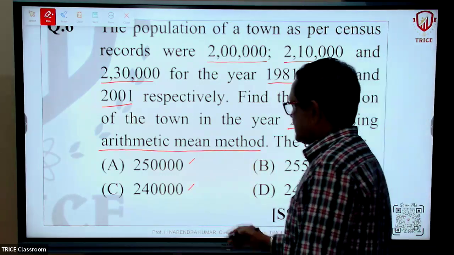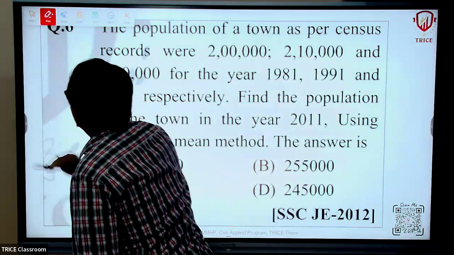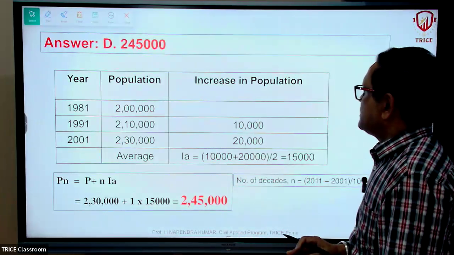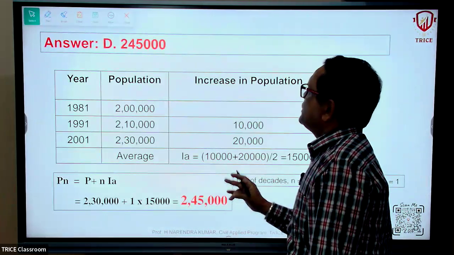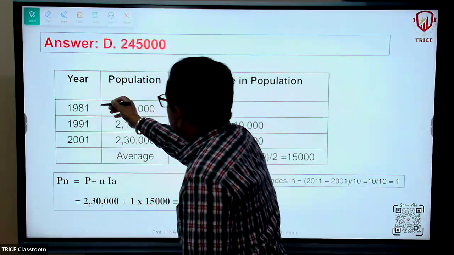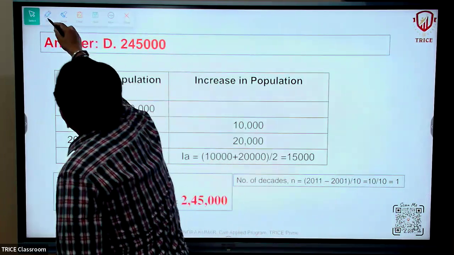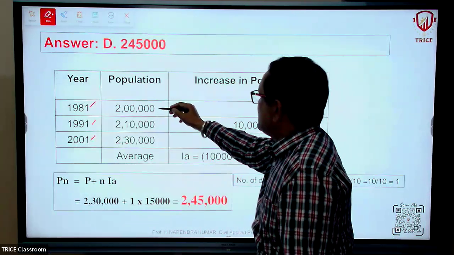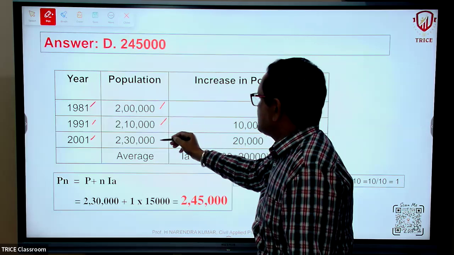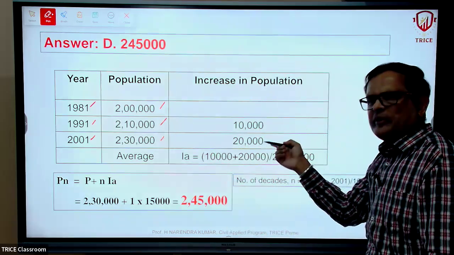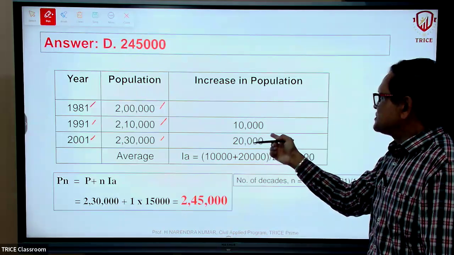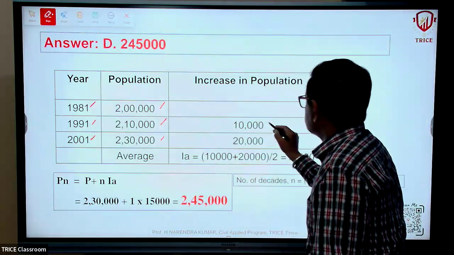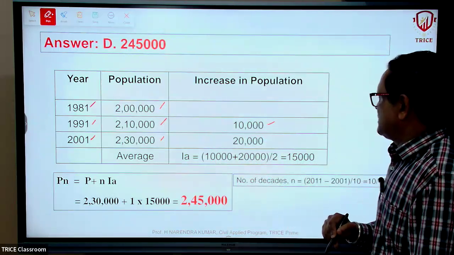Once again, as I said earlier, I am giving you the complete solution for this problem. I prepared once again the tabular column for the arithmetical mean method. So 81, 91 and 2001, respectively, the population is 2 lakh, 2,10,000, 2,30,000. I think you are all now familiar with this calculation. It is nothing but the increase in population in the successive decade. So 2,10,000 minus 2 lakh is 10,000. Simple calculation, so you can do it.